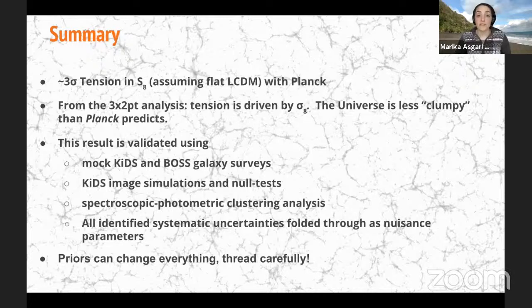This result is validated using mock KiDS and past galaxy surveys, which I didn't talk about, KiDS image simulations and null tests, spectroscopic photometric clustering analysis, and all identified systematic uncertainties are folded through as nuisance parameters. And lastly, watch out for your priors.